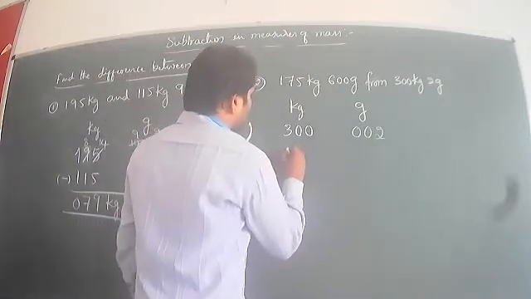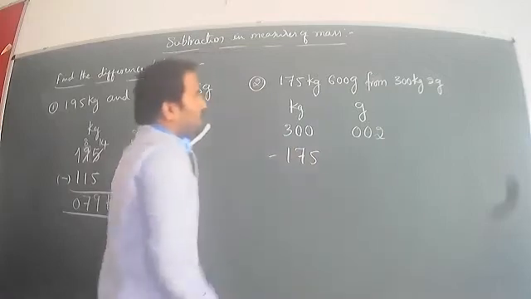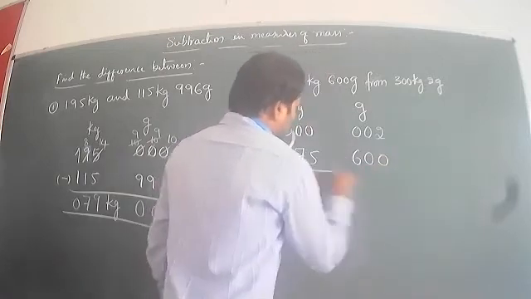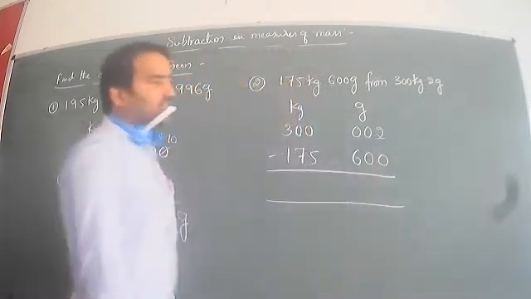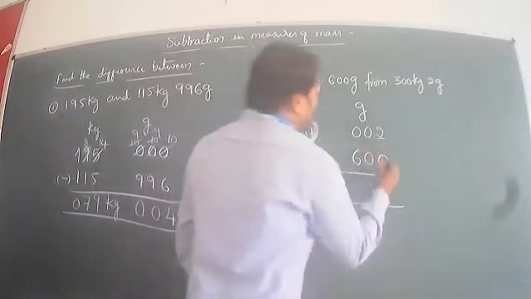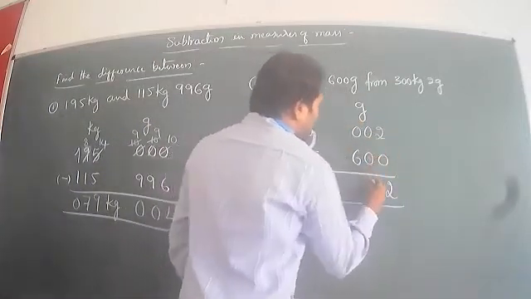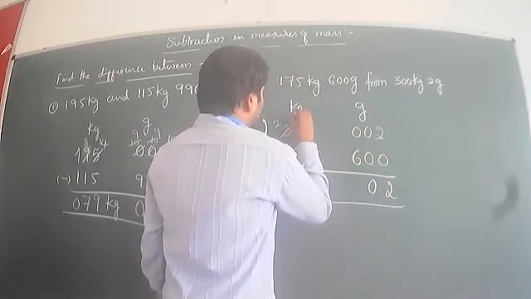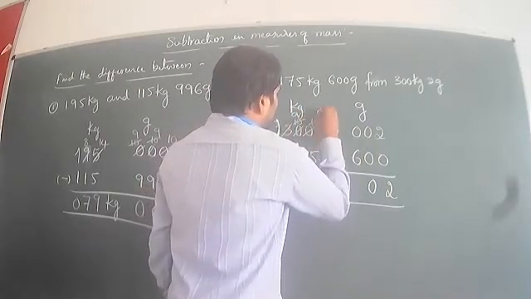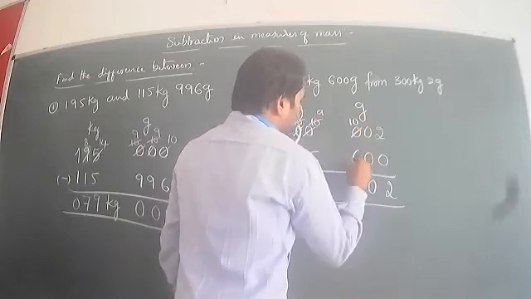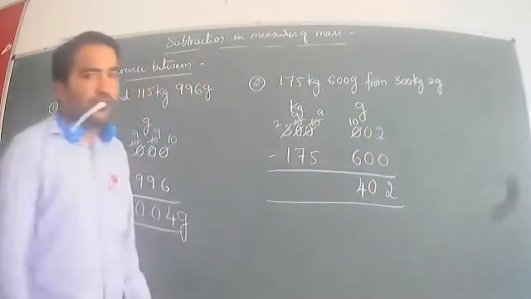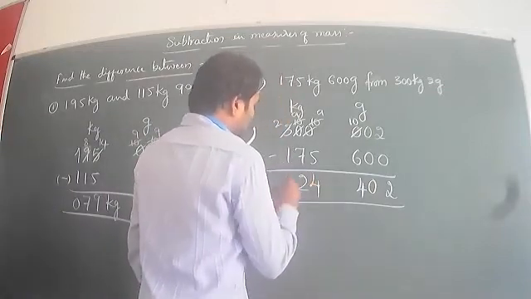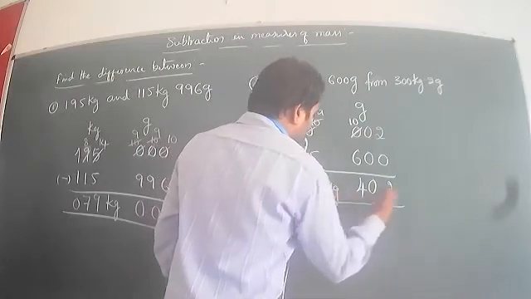Next, the smaller number is 175 kg 600 gram. Subtract and find the difference. 2 minus 0 is 2. 0 minus 0 is 0. 0 is less than 6, so carry over. Take 1 from the 2 in the hundreds place, so it becomes 10, then 9, then 10. 10 minus 6 is 4. Next, 9 minus 5 is 4. 9 minus 7 is 2. 2 minus 1 is 1. The answer is 124 kg 402 gram.